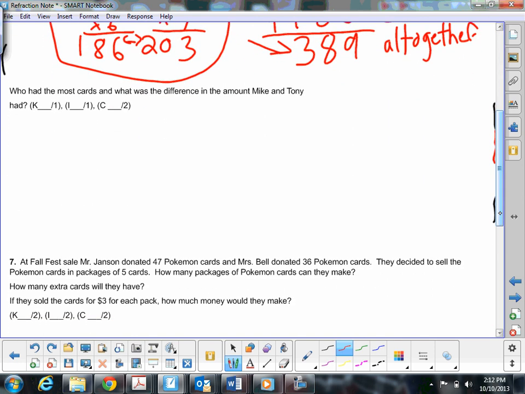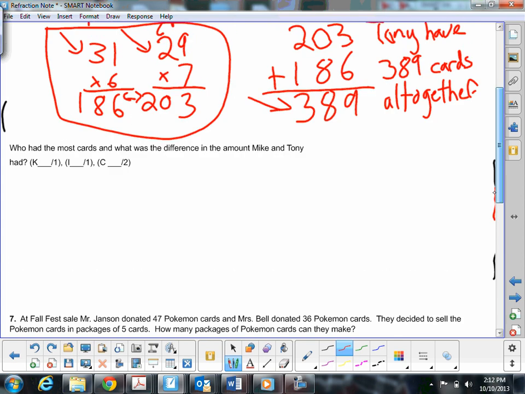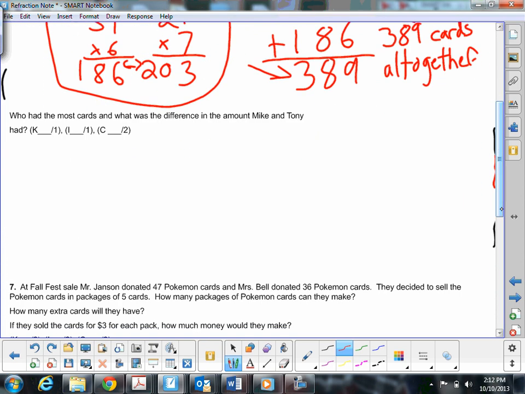Moving on. Who had the most cards, and what was the difference in the amount Mike and Tony had? Well, immediately, just comparing the 2 from the first part, we know that Tony has more. So you can start the sentence, Tony has more cards.